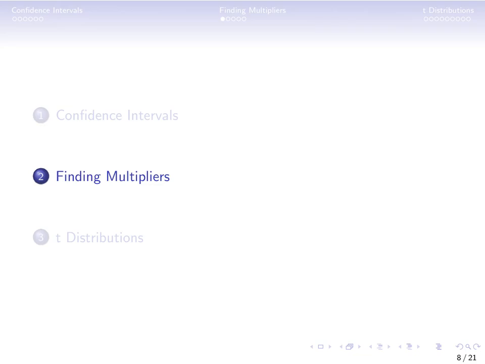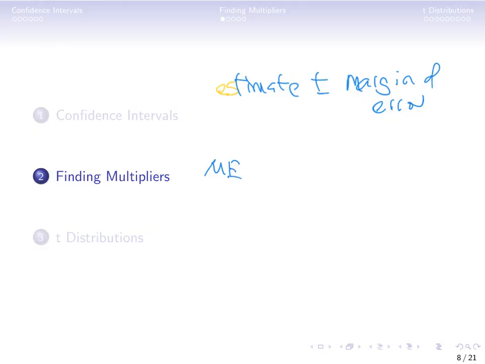Okay, so this is part two of the video presentation on confidence intervals. In part one, we talked about the general form of a confidence interval, right? We say it's the estimate plus or minus the margin of error, right? And we say the margin of error, I'm going to put ME as margin of error, is typically the multiplier times the standard deviation of the estimate.